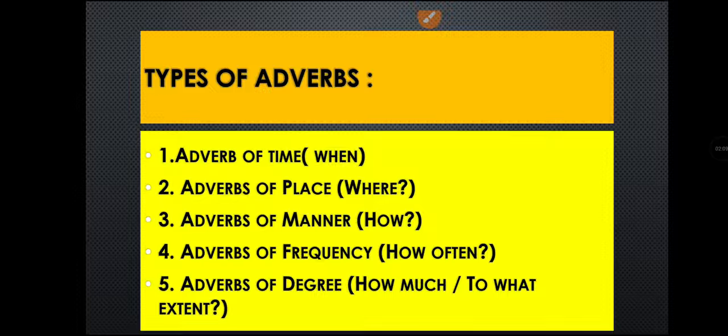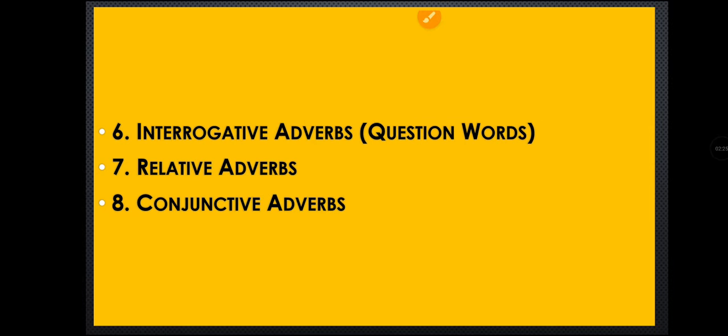Fourth one is adverb of frequency. How do we ask the question to get the answer? How often. Fifth one is adverbs of degree. Here, in order to get the answer, we ask the question how much or to what extent. Next type is interrogative adverb. These are question words, that is WH questions. Next type is relative adverb. And the eighth type is conjunctive adverbs. Regarding these, I have already made many videos; you can go through them in the playlist.